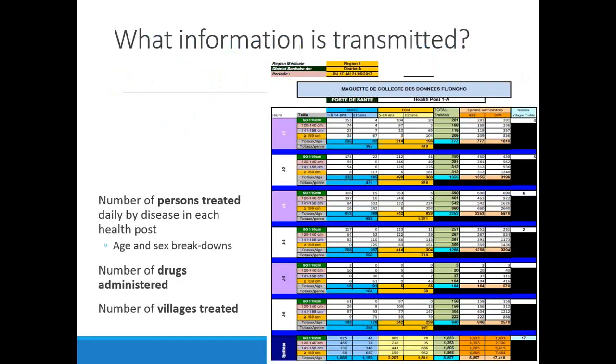What information is transmitted? Here in this graph, you can see a bit how it looks. You have information related to the persons treated, the drugs administered, and the villages treated. In the first column you have D1, which means day one. In day one you have the number of persons treated per male, per female, the total, the number of drugs administered, and the number of villages. This Excel sheet gives you all this information and the age and sex breakdown.